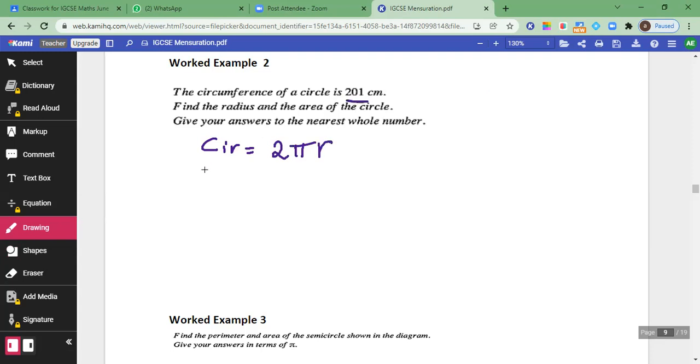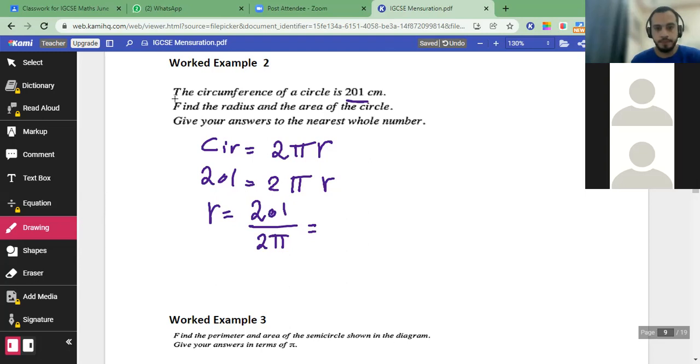Then you write here 201 equals 2 pi r. Then what is r now? 201 over 2 pi. So r equals what? 31.99 centimeters.